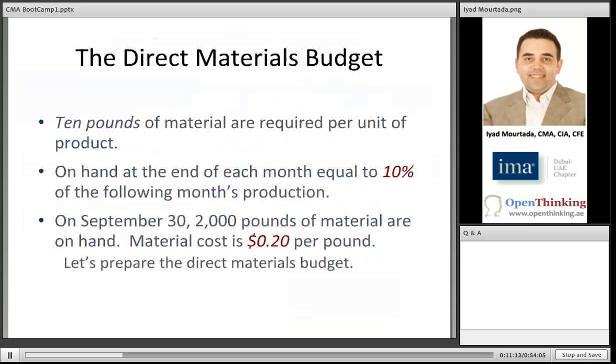Now for the direct material budget, we are saying 10 pounds of materials are required per unit of product. On hand, at the end of each month, we need to have 10% of the following month's needs. And we are saying for September, 2,000 pounds of material are on hand. The material will cost 20 cents per pound. So we need to figure out what the standard cost is. We need 10 pounds multiplied by 0.2, so that will give us $2.